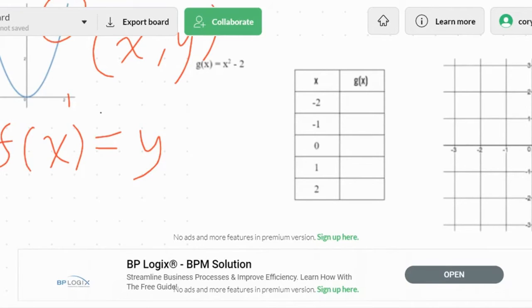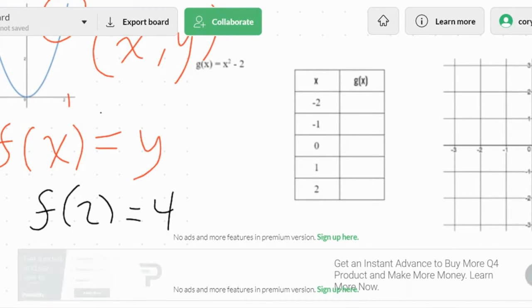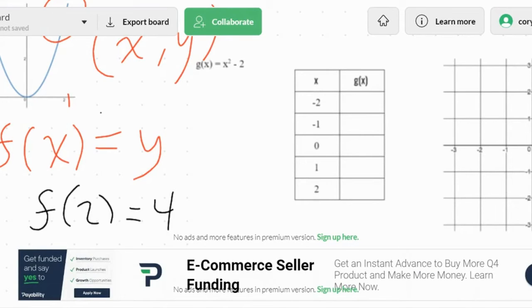So I know I need to substitute 2 for x, and f of 2 is going to equal 4. What that really means is, for this specific function, right now we don't know what the equation is, we just know it's a function. When you put 2 in, you get 4. That's what we know.